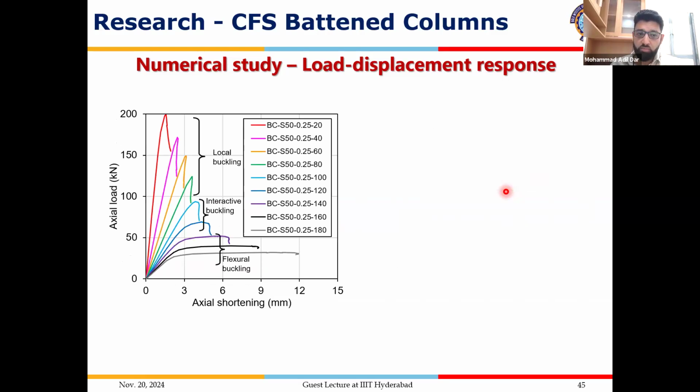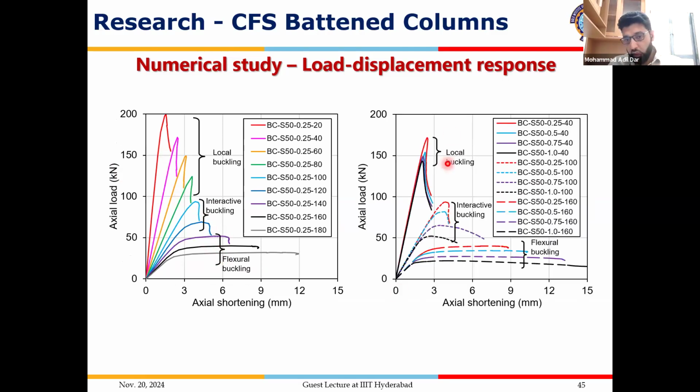In non-stub columns, we observed local buckling in short columns, flexural buckling in long columns, and interactive buckling in intermediate columns. Again, within these three categories, we observed the role of lambda chord by lambda. This is for the short column, this is for the intermediate column, and this is for the long column.